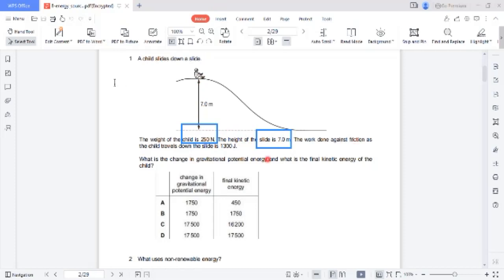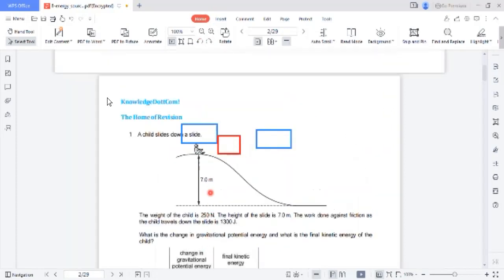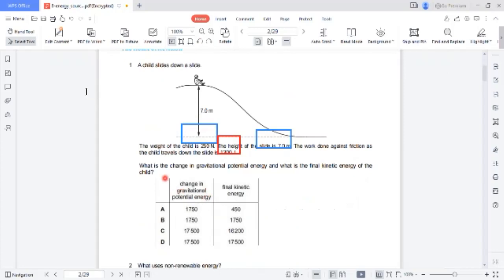The work done against friction as the child travels down the slide is 1300 joules. So this is the amount of energy which is used as work done against friction. What is the change in gravitational potential energy and what is the final kinetic energy of the child?